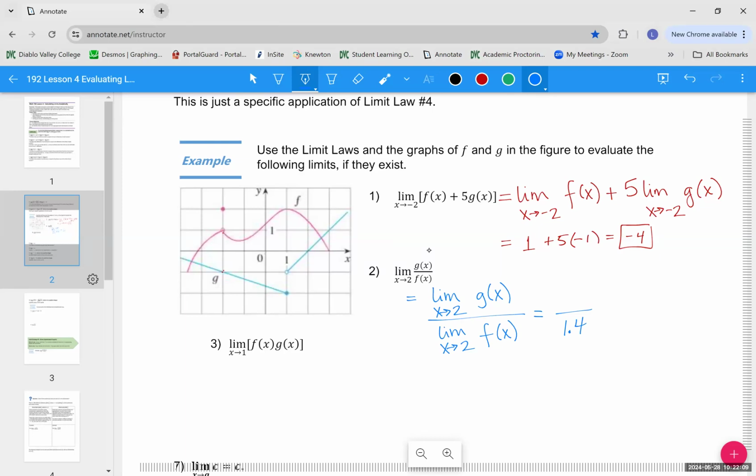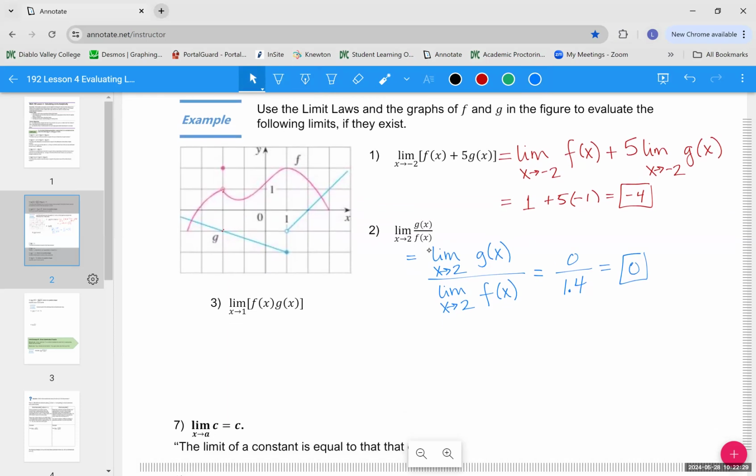And then we'll do the limit as x approaches 2 of the g of x. So x is approaching 2, g of x is this blue line, and that one is 0. The y values on both sides are approaching 0, but it's okay to have 0 on the top. 0 divided by 1.4 is just 0.